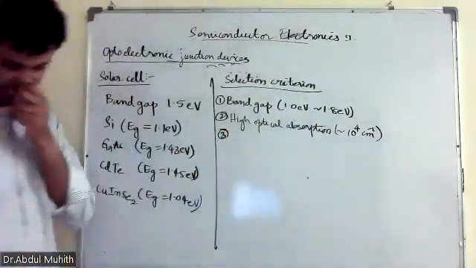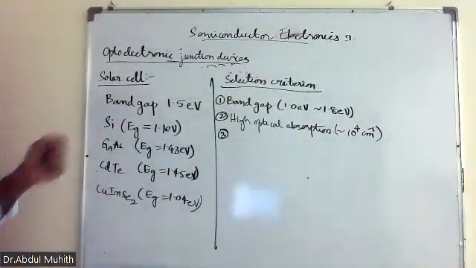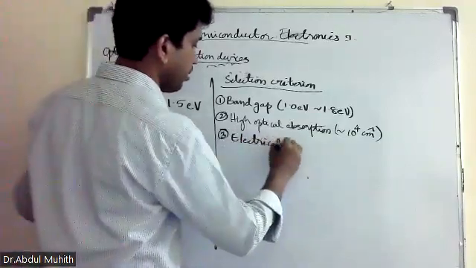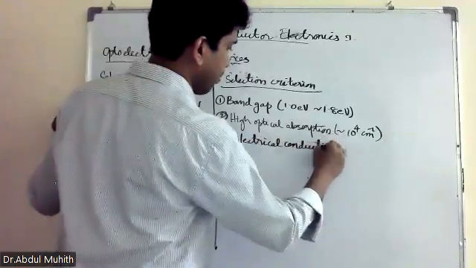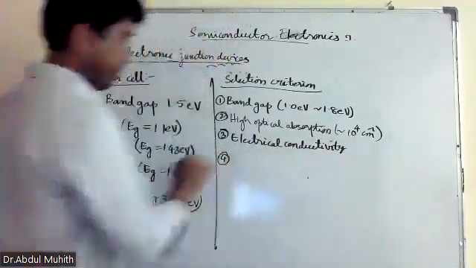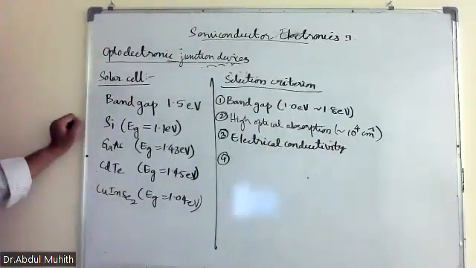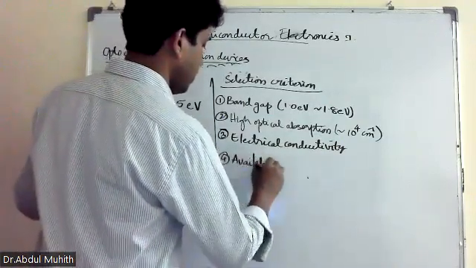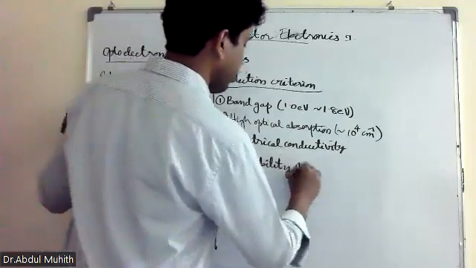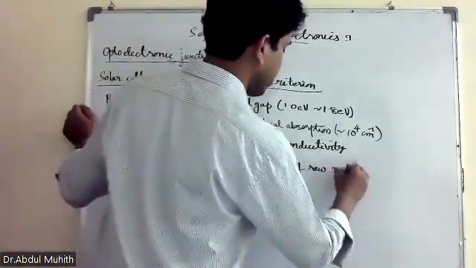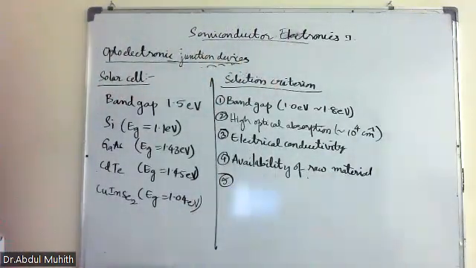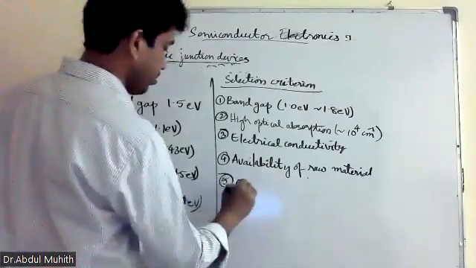Number three, electrical conductivity. You should have good electrical conductivity. Number four, availability of raw material. And number five, cost.